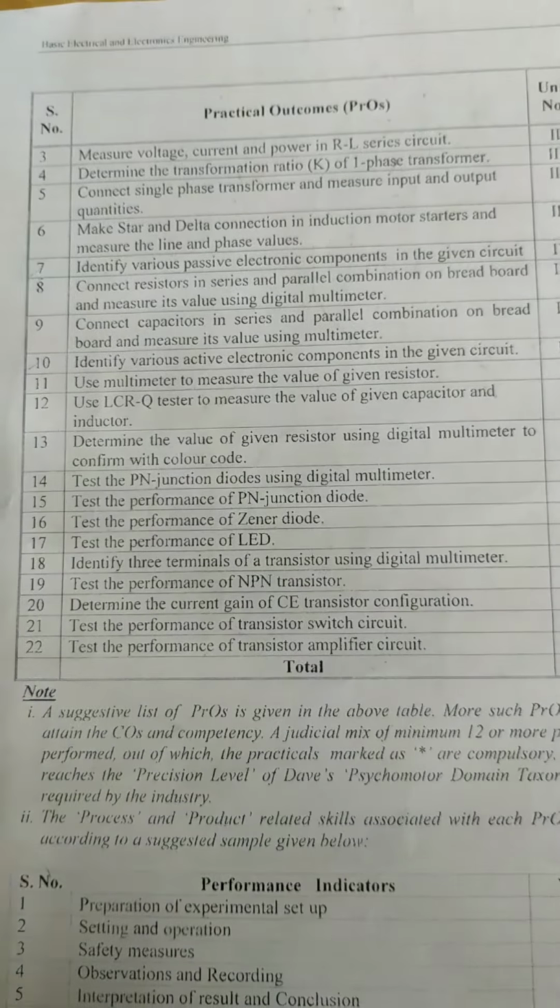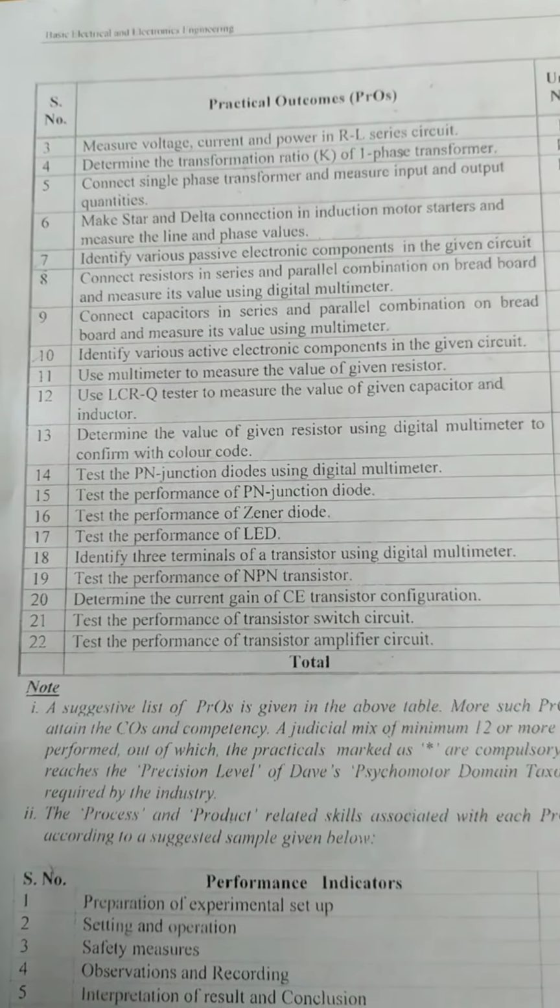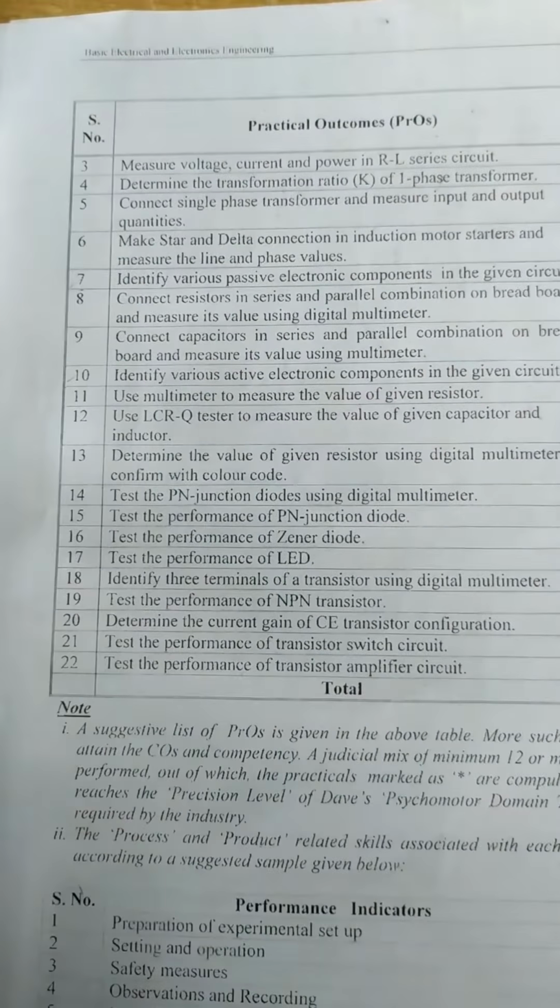So here we are going to perform one more experiment of basic electrical and electronics engineering, that is BEE. Today we are going to perform experiment number 11, that is, use a multimeter to measure the value of a given resistor. Along with this we are also going to perform experiment number 13, which is almost the same: determine the value of the given resistor using a digital multimeter and confirm with the color code. So that is 11 and 13.